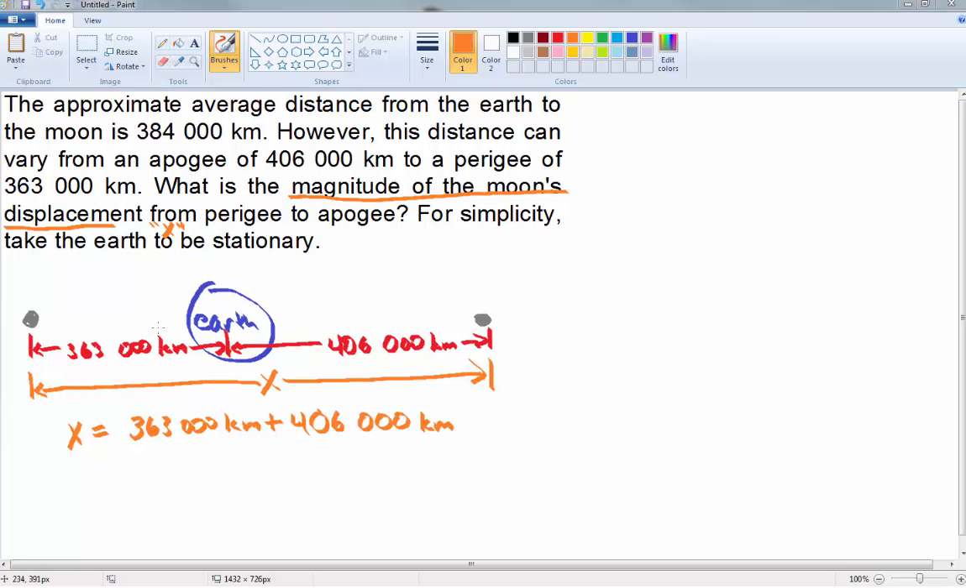So if you add those two numbers together, what you end up getting is that this distance is about 769,000 kilometers, or if you convert it to meters, 769 million meters. So that is the displacement between perigee and apogee for the moon if the Earth is stationary. If the Earth is moving, which it is, then this gets to be a bit more complicated, but I'm not going to try and work that example today.